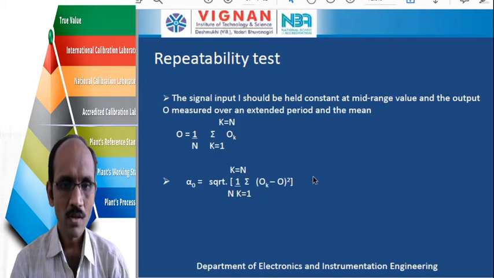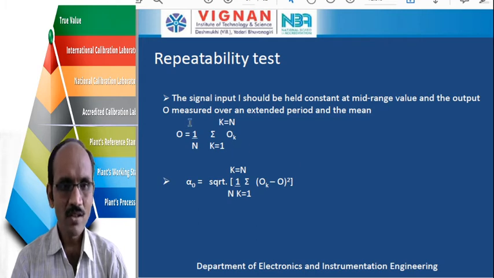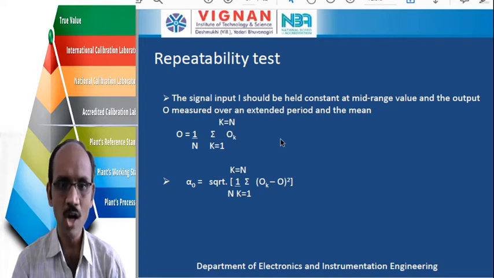So finally, coming to the repeatability test. Repeatability test means the signal input I should be held constant at mid-range values and the output O measured over an extended period. If you keep the input value constant, then the output should be constant. But in this case, we are going to get some changes in the output value.